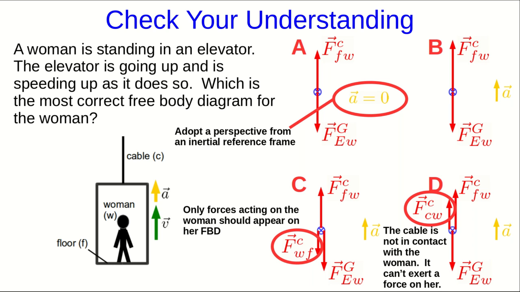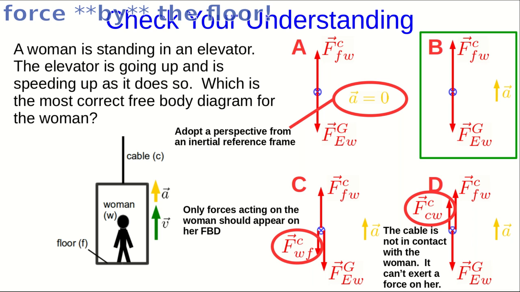Also, the cable is not touching the woman, and so it can't exert a force on her. You may be thinking, surely she wouldn't be accelerating up if not for a force by the cable, and that's true. But that force isn't on her, it's on the elevator. It affects how large the force is by the floor on her, but it is still the force on the floor which will affect her. And so the answer is B.